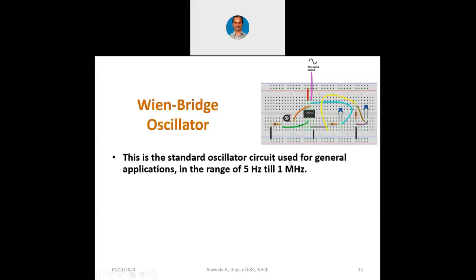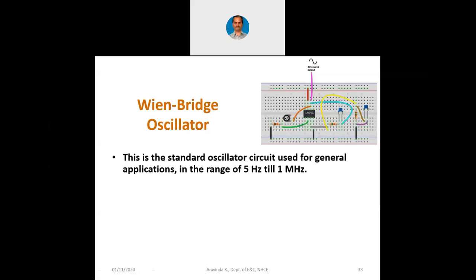Now this is the standard oscillator circuit used for general applications in the range of 5 Hz till 1 MHz. You already have the formula 1 over 2 pi RC into root 6. Now as we know, when we use an op-amp, we don't have to worry about the input impedance factors which we had in BJT. Now in the op-amp we can have a gain setting RF and RI. Now you can see that there are 2 capacitors and 2 resistors. Then you have a preset and you have an additional resistor.